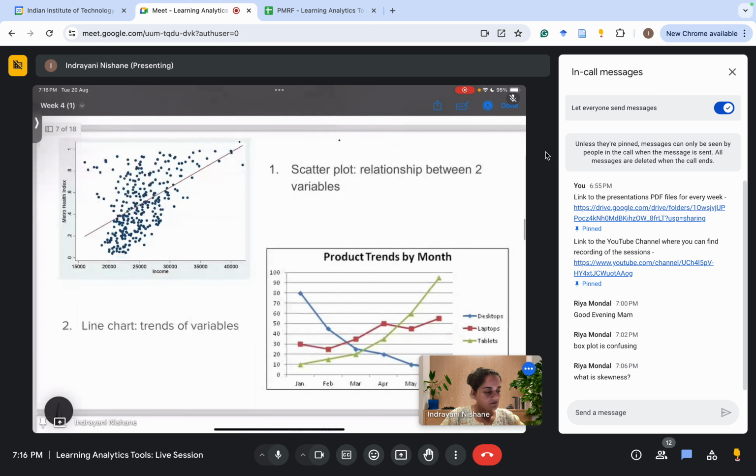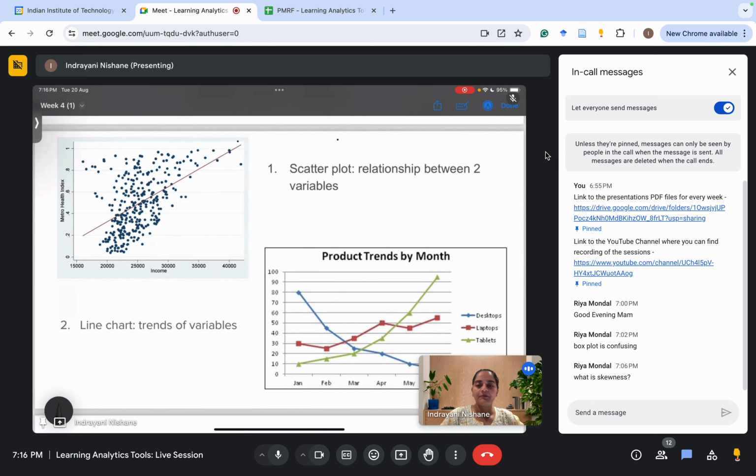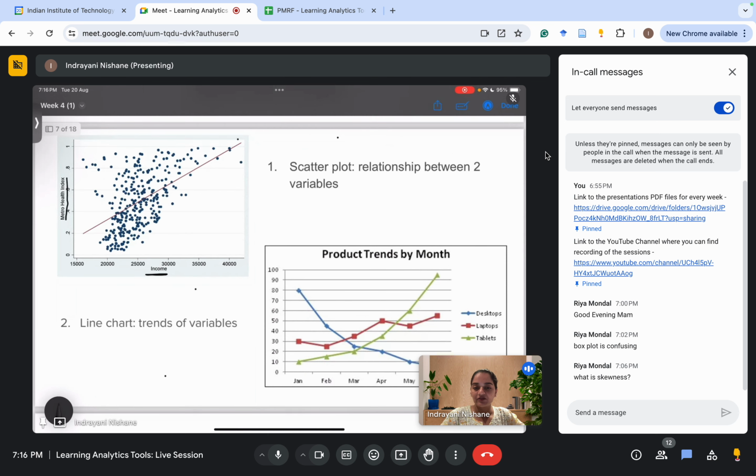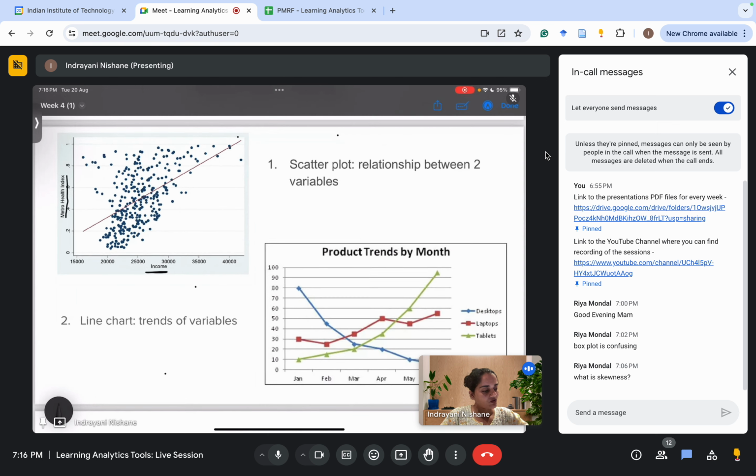Another simple graph is the scatter plot, where we plot one variable on the x-axis and one variable on the y-axis, and we try to understand if there is any correlation between them, whether changing one value is influencing the other value or not. So this also helps us in determining correlation or relationship between two variables.